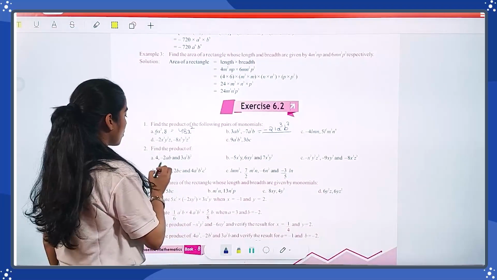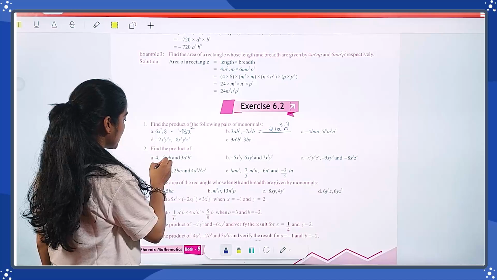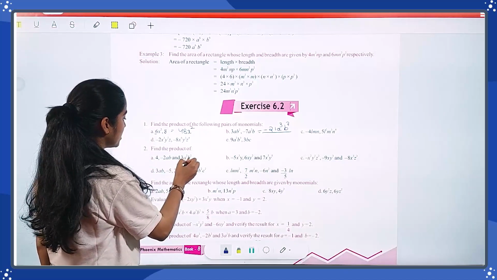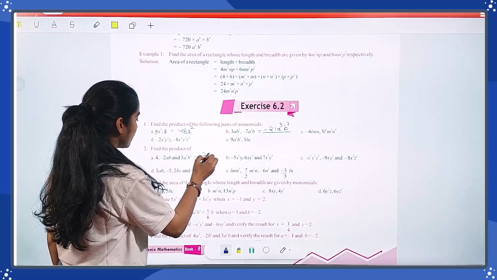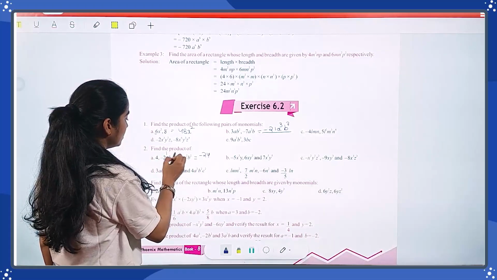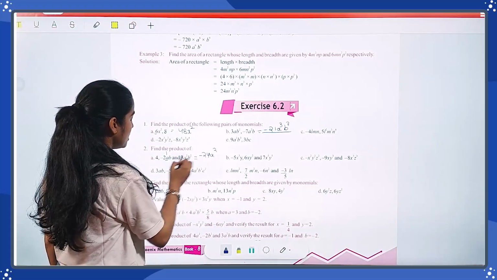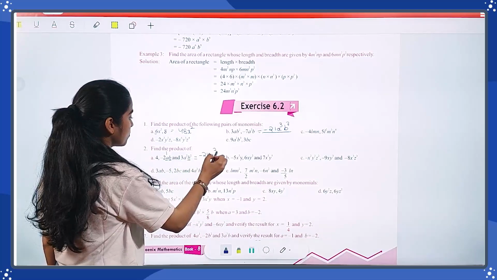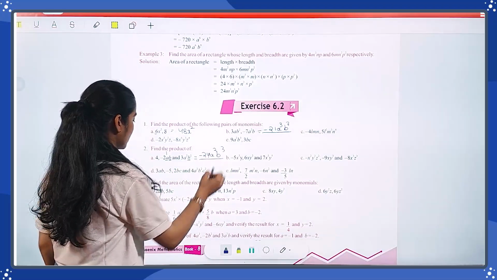Now find the product of this: 4 multiplied by minus 2 is minus 8. 8 multiplied by 3 is minus 24. a 1, 3, so a to the power 3. b 1, b 2, so b to the power 3. So this is your final answer.